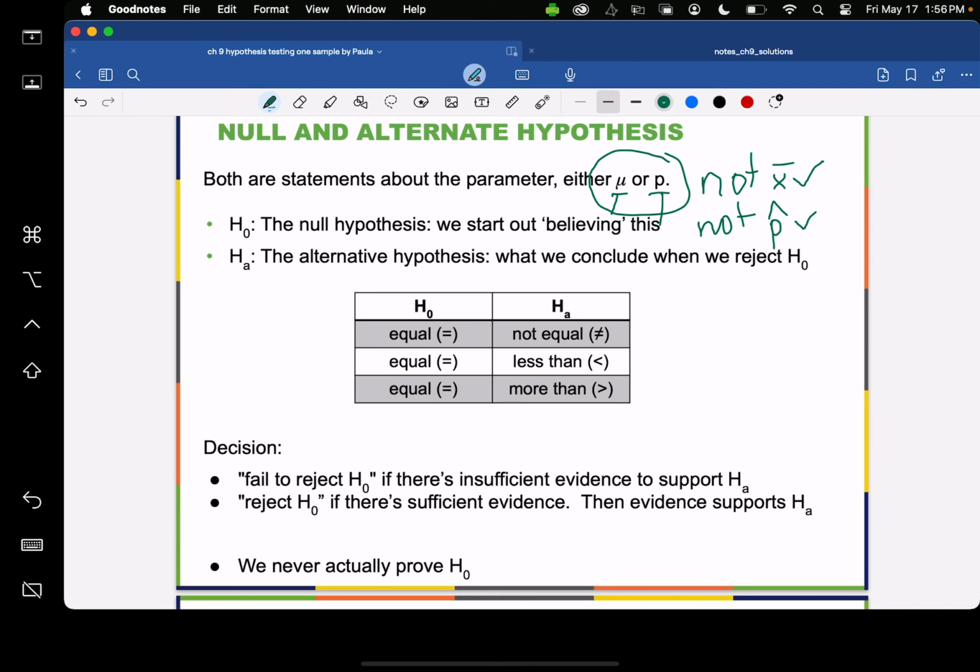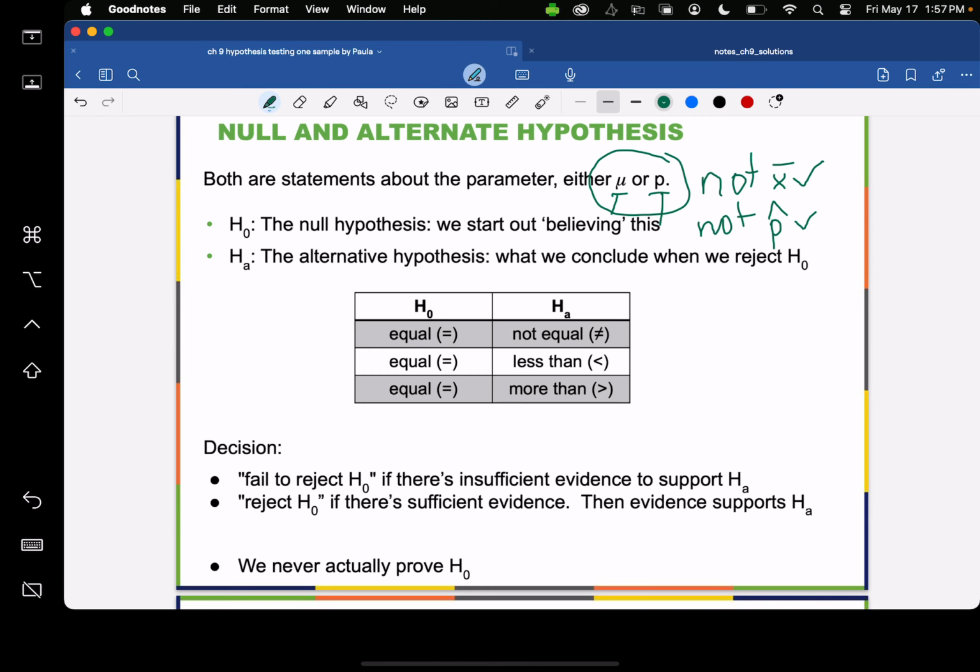The alternative hypothesis is what we conclude when we reject H0. So we have this default hypothesis that we start with. H0 is the default. And then the alternate is like, if there's enough evidence, if we're really pushed to it, we will flip to the alternate hypothesis when we reject H0.